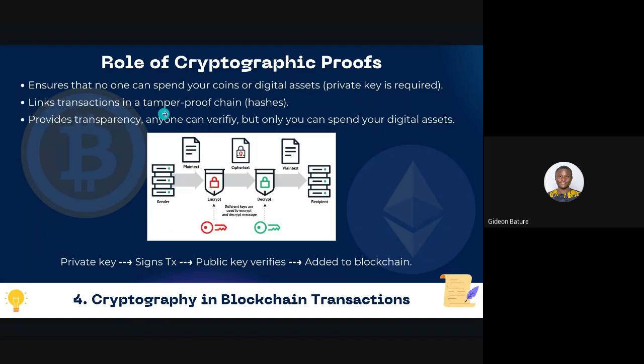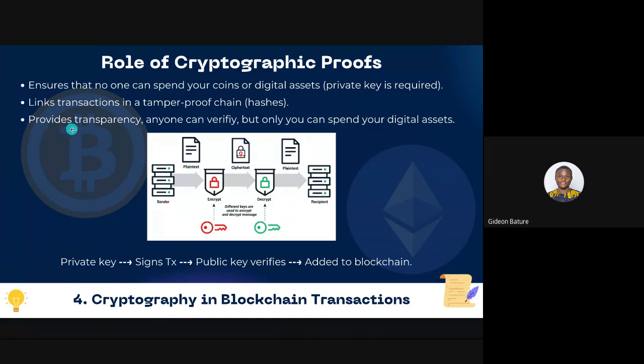Next, it links transactions in tamper-proof chains. We talked about this. We say hashing is why you hash the information in your transaction, so that nobody can actually go back and change anything that is there. It makes it tamper-proof. You can't tamper with it.